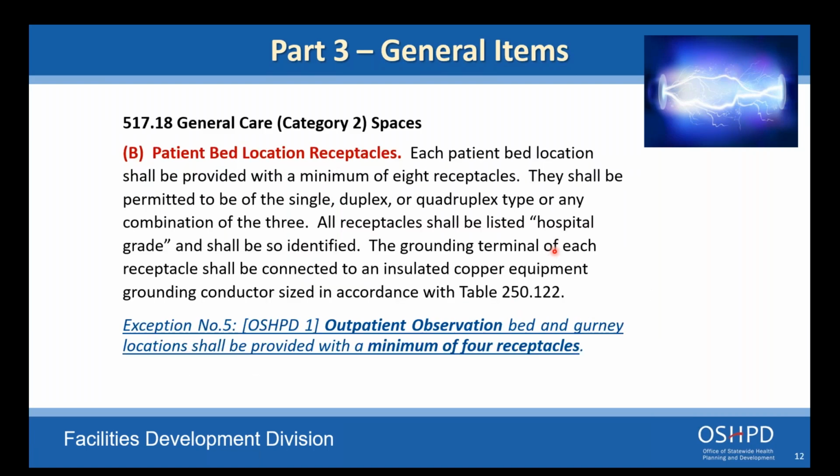Okay. We also have a requirement in 517.18, which are general care patient bed locations. And we have a new addition here for outpatient observation beds and gurney locations shall be provided with a minimum of 4 receptacles. So other general bed locations would require 8, but these only require 4. They would have to be served from the normal branch, and some of the receptacles would have to be served from the critical branch.